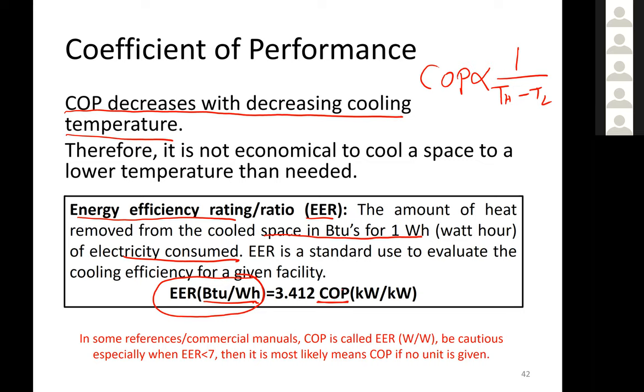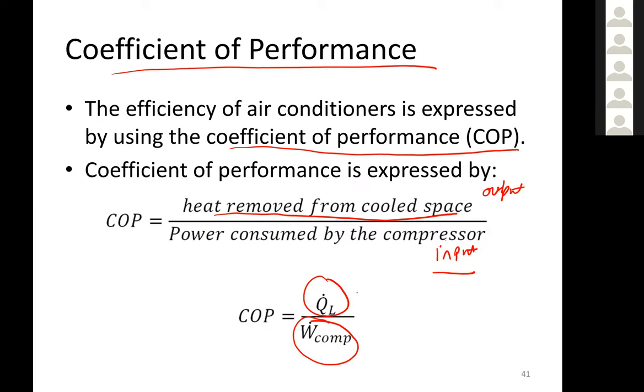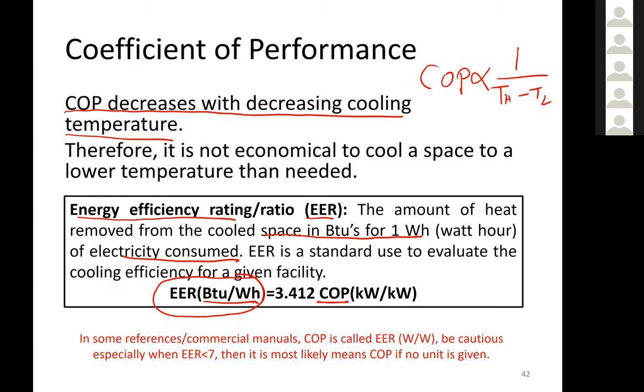In COP, we use the same units. I can either use BTU per watt hour, or I can use kilowatt and kilowatt for both the heat removed QL and the power input to the compressor. I use kilowatt and kilowatt, or BTU per hour and BTU per hour. But usually we use kilowatt because, of course, here we're talking about electricity. In EER, we use BTU per watt hour by using this conversion equation.